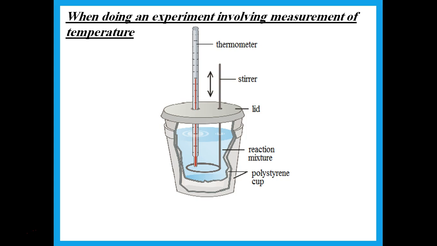Okay. When doing an experiment involving measurement of temperature, usually we do that in a polystyrene cup, not in a beaker. This is because polystyrene is an insulator, and an insulator means it does not allow loss of heat to the environment. So I'm trying to measure, for example, an experiment that is giving out heat, and I'm trying to measure the temperature. Then I should do this in a polystyrene cup. Why? To avoid loss of heat to the environment, so that the thermometer measures the accurate temperature.